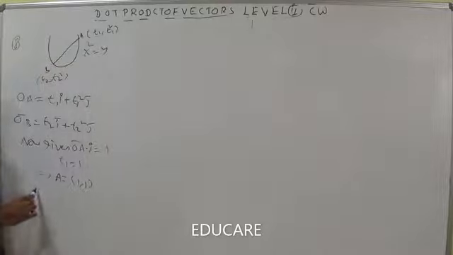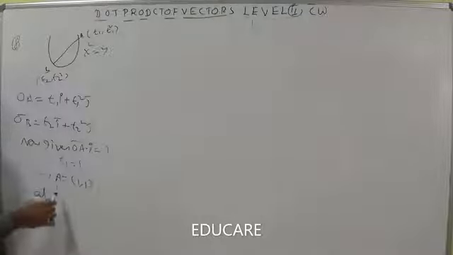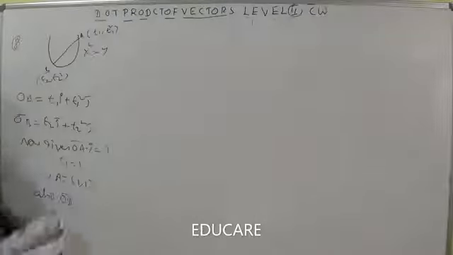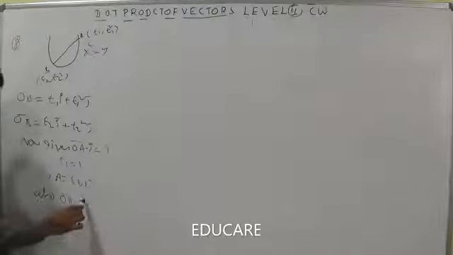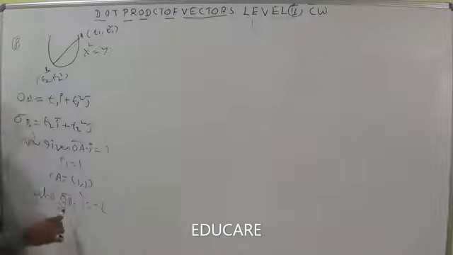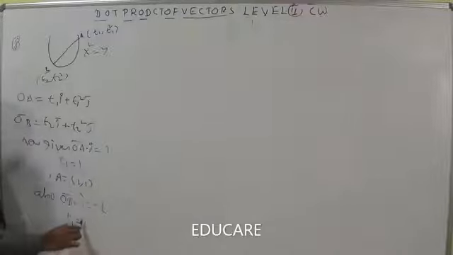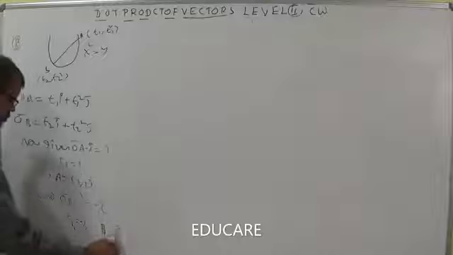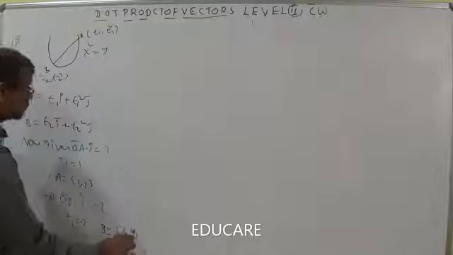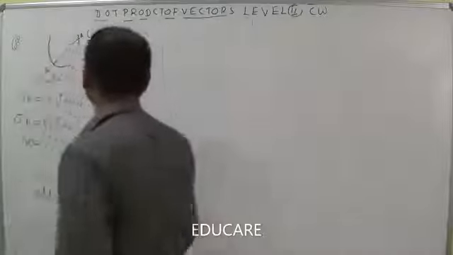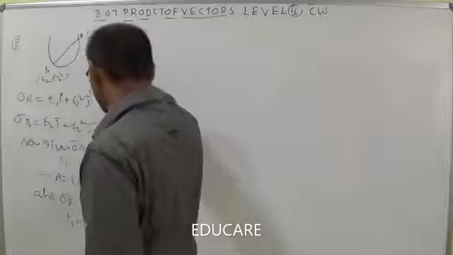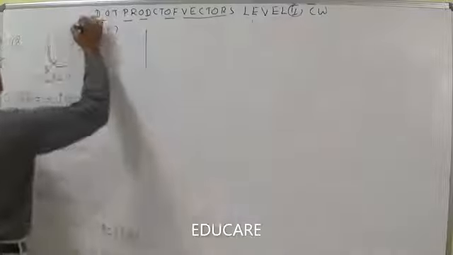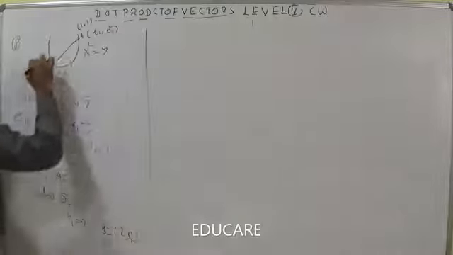Next, he also gave the condition OB dot i is equal to minus 2. What is the value of OB dot i? It is T2. So simply write T2 is equal to minus 2, we got. Therefore, you substitute the value of T2, then you will get B is equal to (2, 4). So A is equal to (1, 1), and once again I am writing here (1, 1) and (2, 4).